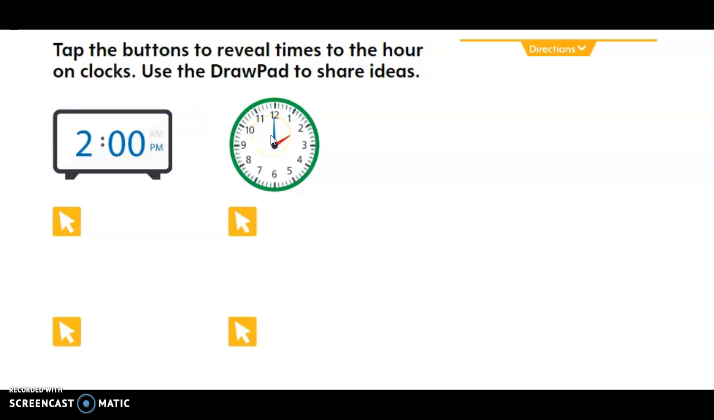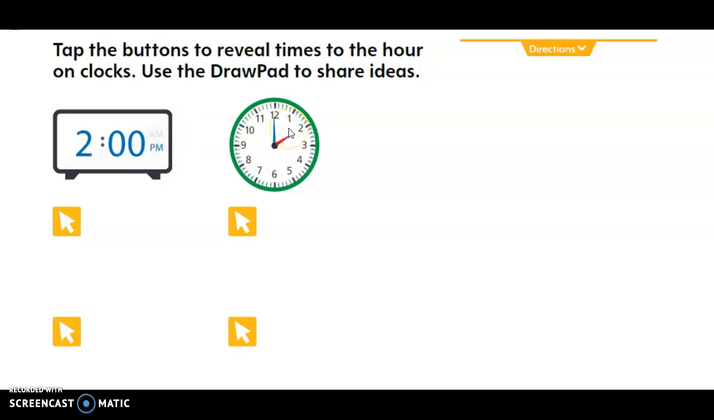Okay? Now this analog clock also shows 2 o'clock. It's called an analog clock. So this is digital, analog. So you may notice some similarities between these two clocks. Remember, this one is the digital and this is the analog. Both clocks tell the hours and the minutes. 2 o'clock means 2 hours and 0 minutes, or no minutes. We can see that on the digital clock because it says 2 and then 0, 0.